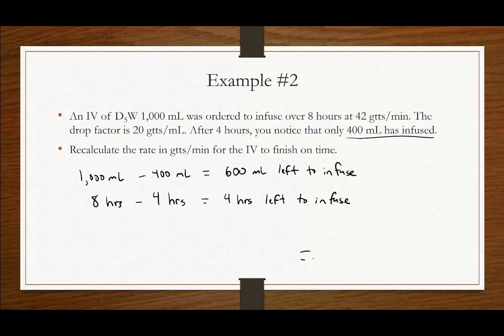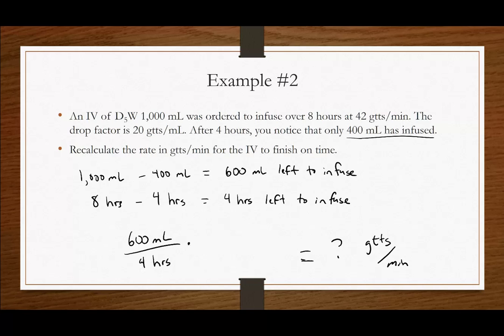So finally, we want to, again, make our calculation for the number of drops per minute that we should set the machine to in order to finish on time. Given our calculations here, we have 600 milliliters remaining that needs to be distributed across 4 hours. The drop factor given is 20 drops per 1 milliliter. This will give us our solution in drops per hour. So the last thing we need to do is a conversion from hours to minutes. So we have 1 hour is equivalent to 60 minutes.